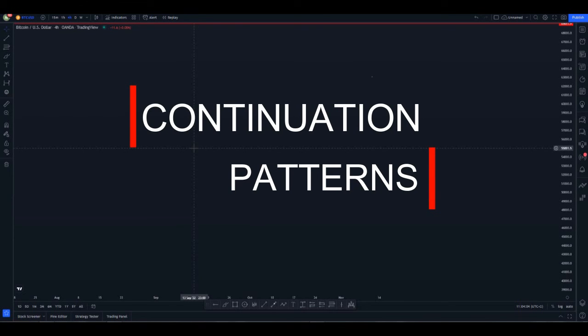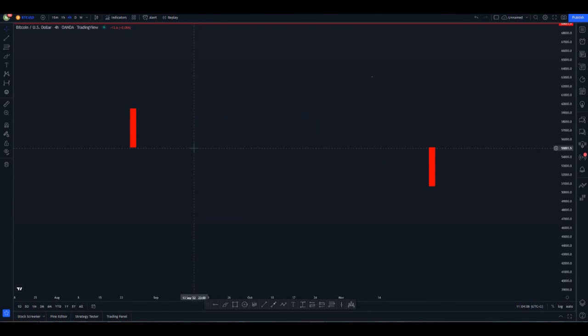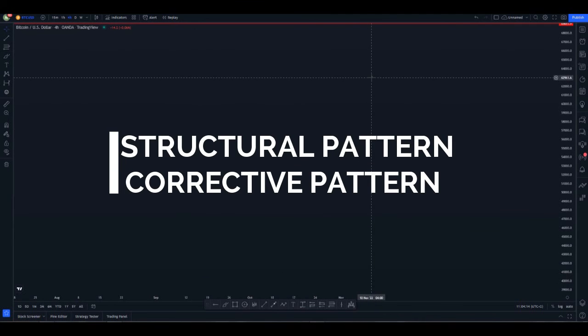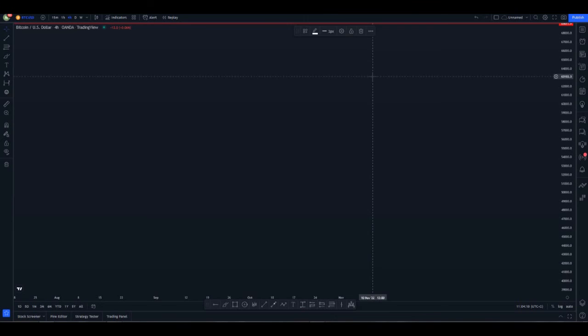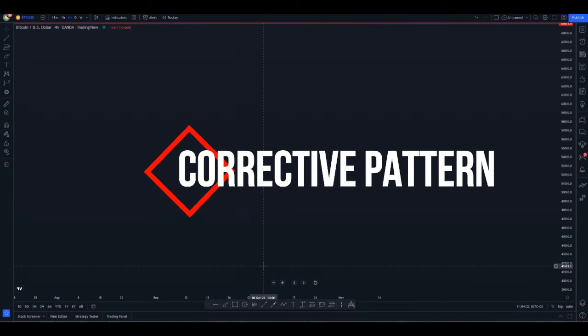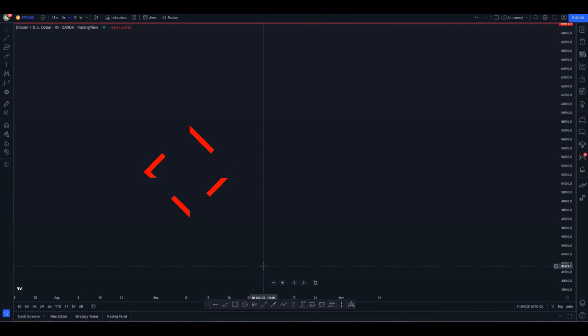Now, today we're just going to look at continuation patterns. We have two types of patterns that we look at: the structural pattern as well as the corrective pattern. We are going to start with the corrective pattern because it's the easiest to spot and the easiest to trade. This pattern basically just happens in an impulsive phase.